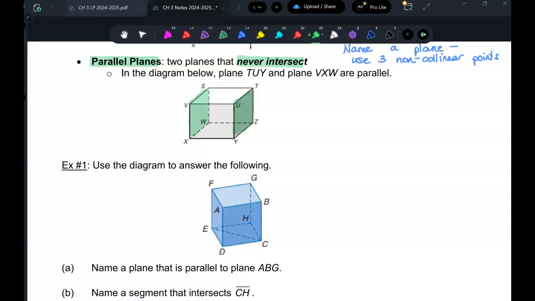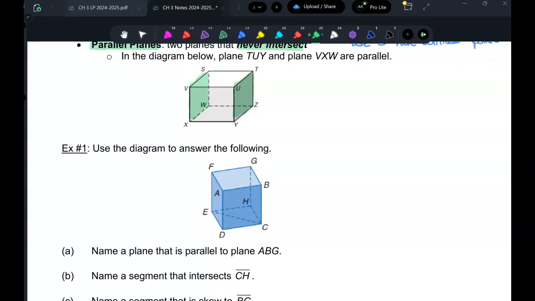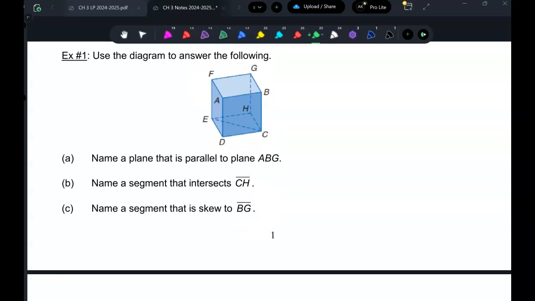All right, let's take a look. We have a cube, and we want to name each of the following. Keep in mind, there's more than one right answer. We want to name a plane that is parallel to ABG. ABG would be the top of that cube. EDC? Perfect. EDC will be here. Again, you can use any three of those letters that's in the bottom plane.